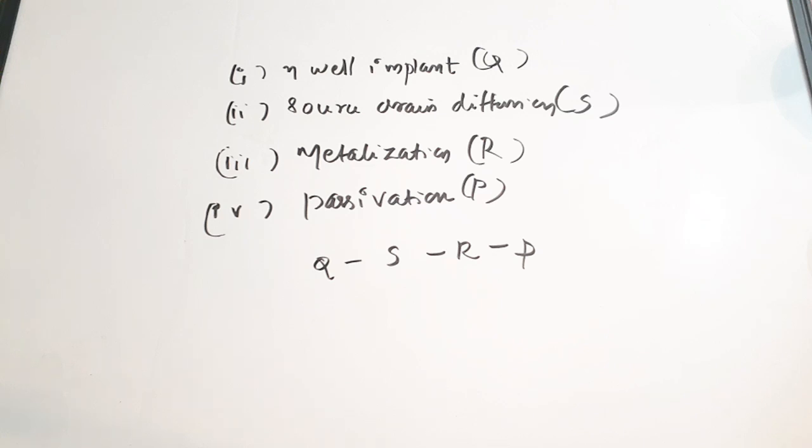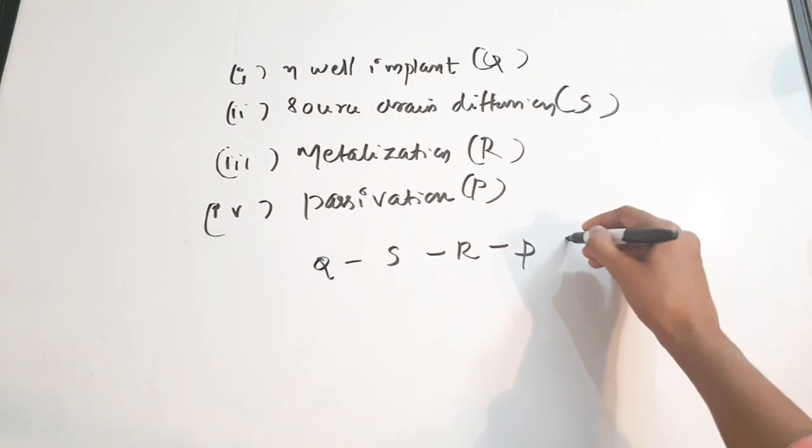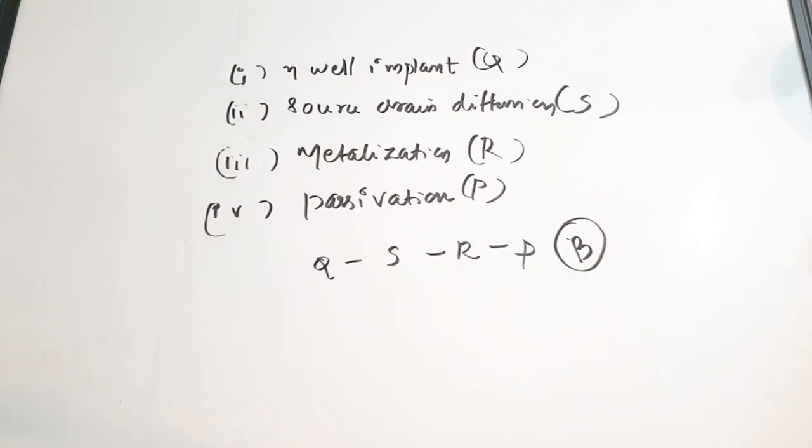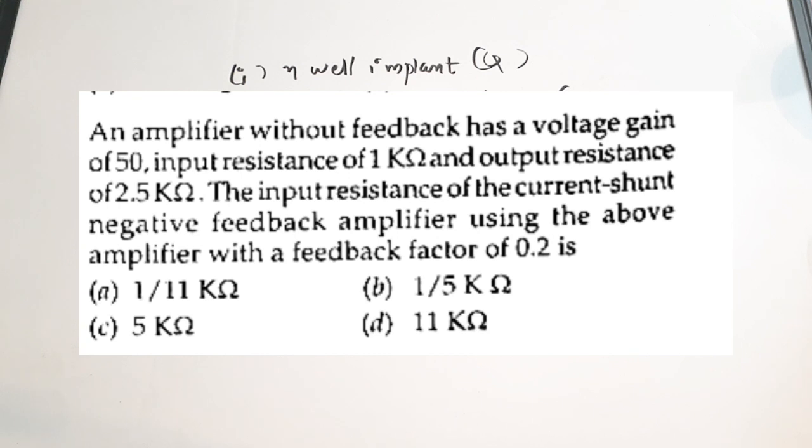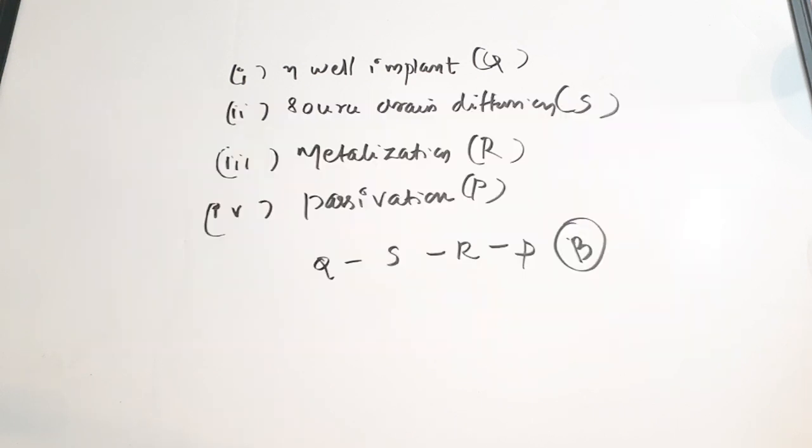The various steps were given in a jumbled up order, and you have to find the correct order. So this is the correct order. I really hope that you understood how to do this question and what the content of the question was. You should be aware of the CMOS fabrication, generally the N-well and P-well CMOS fabrication process, to answer these types of questions. Anyway, the correct answer for the first question is option B. The correct order of the N-well CMOS fabrication process is Q, S, R, P.